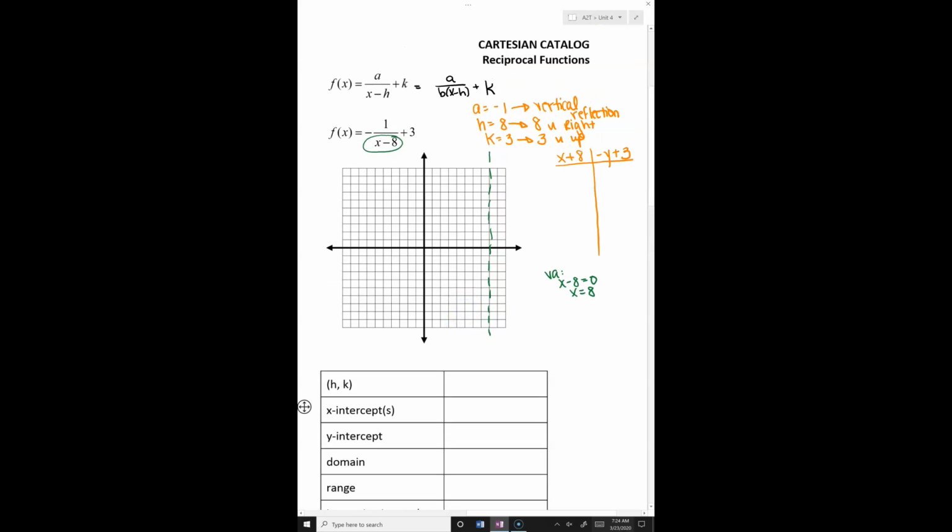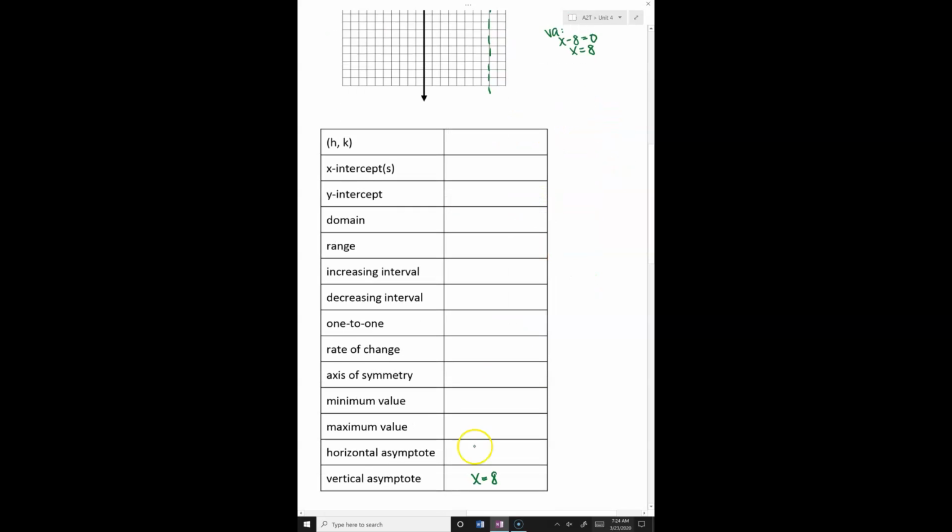And then I'm just going to tell you that k is your horizontal asymptote. Now, some of you might be thinking, wait a second, h is our vertical asymptote. And I would say, yep, nice job, you're right. So we can go ahead and write that.